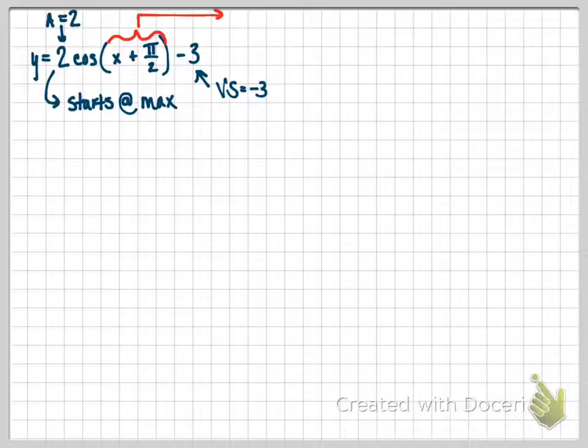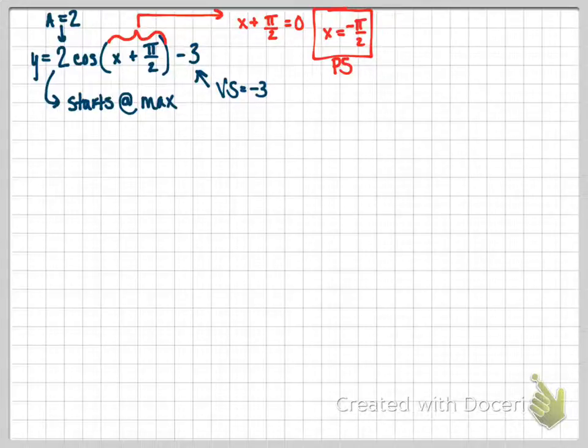My phase shift is x plus pi over 2 set equal to 0. So it's negative pi over 2 spaces. That is my phase shift. Okay, so now I'm going to go to graph.